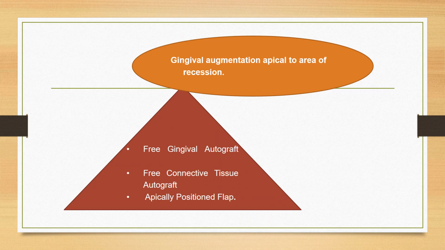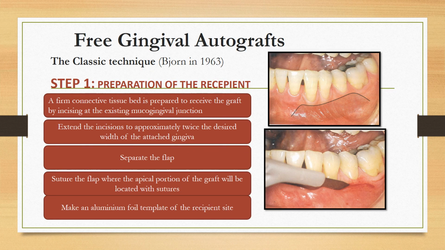Coming to the details of the procedure, gingival augmentation apical to the area of recession can be treated by mainly three procedures: free gingival autografts, free connective tissue autografts, and apically positioned flaps. Coming to the free gingival grafts, these are used to widen the zone of attached gingiva. It was initially described by Bjorn in 1963 and he extensively used it since that time.